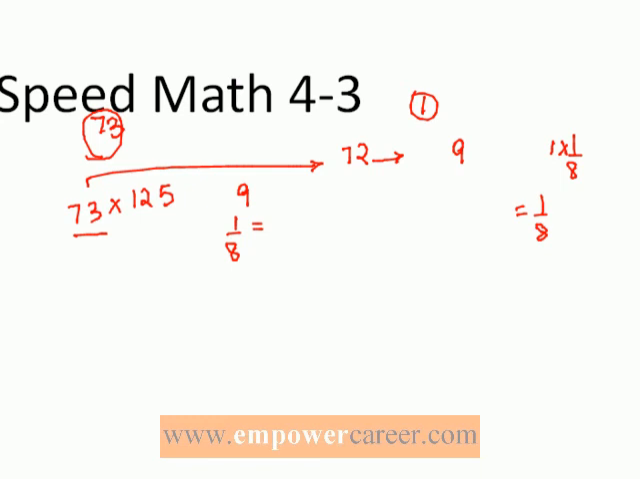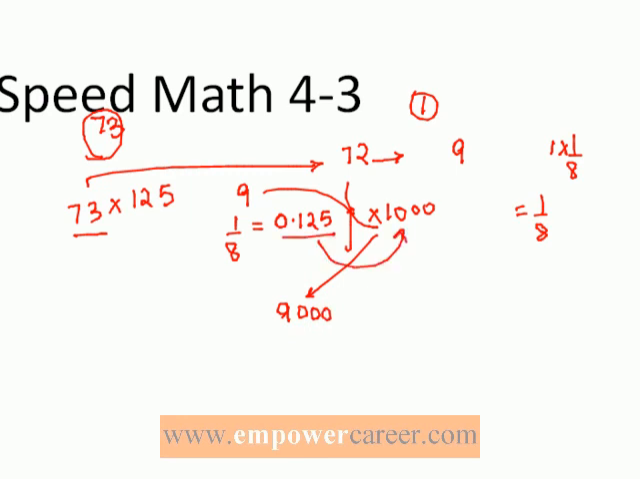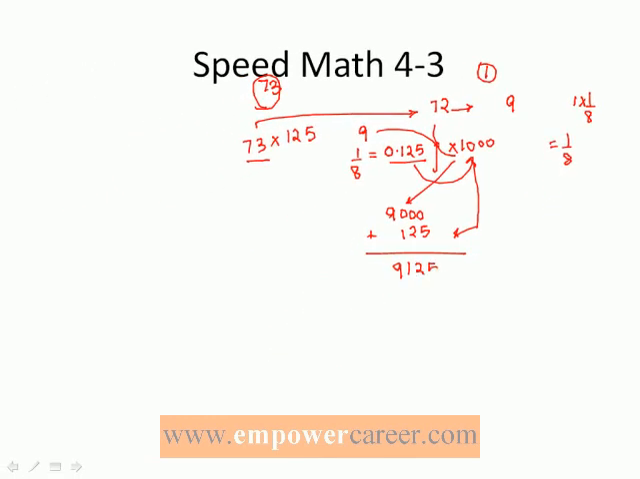I need to take care. This 1 by 8 is basically 0.125. So I'll multiply both these values with the number 1000. So I'll write 9 times 1000. That gives me 9000, and 0.125 times 1000 gives me 125, and there I am. The answer, 9125, is the result of 73 times 125.